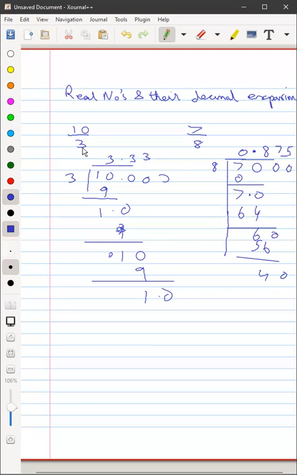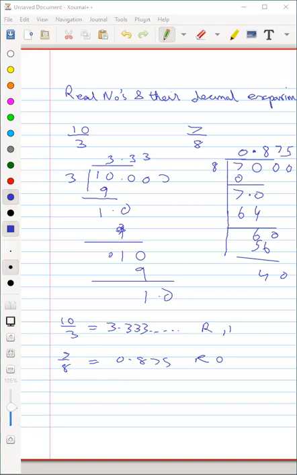So we can represent any rational number or any fraction as a decimal by dividing it, right? When we do 10 divided by 3, we get 3.333 and it continues, and each time the remainder is 1. When we do 7 divided by 8, we get 0.875, remainder is 0. So this is how generally the division is done.